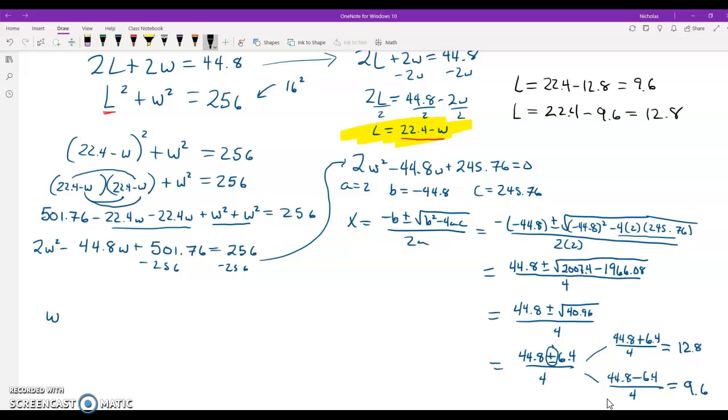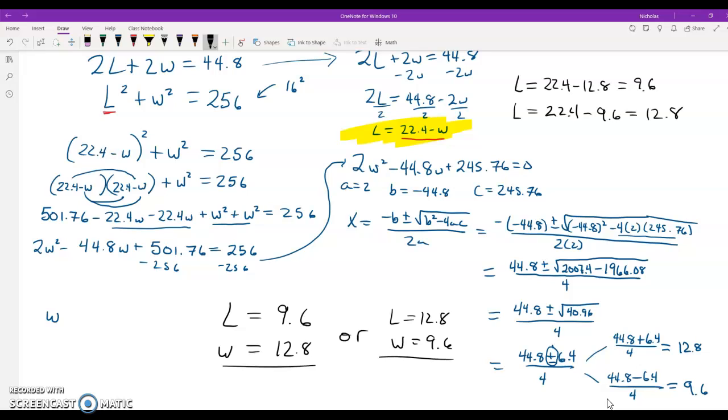So it's really just saying like the length and the width, they're interchangeable, right? So it doesn't matter which one you enter. We can say the length is 9.6 and the width is 12.8, or we could say that the length is 12.8 and the width is 9.6. Both of these work. They're interchangeable. It's like, which one do you label the width or the length? So long problem, but got us there.